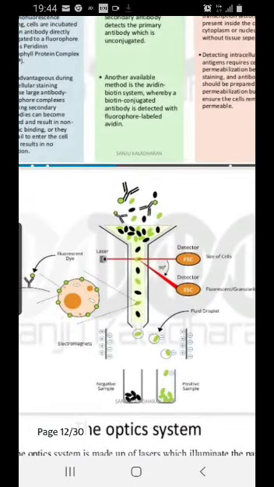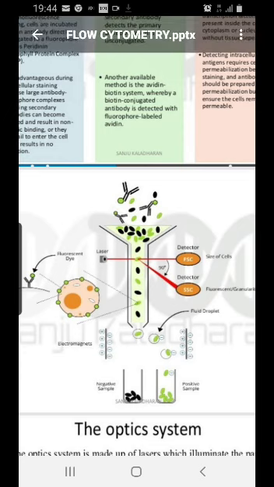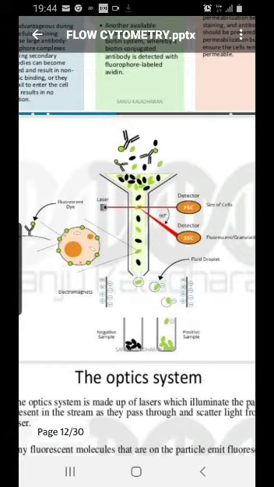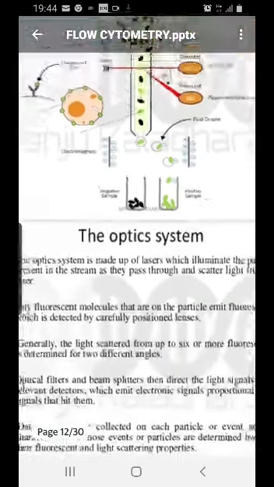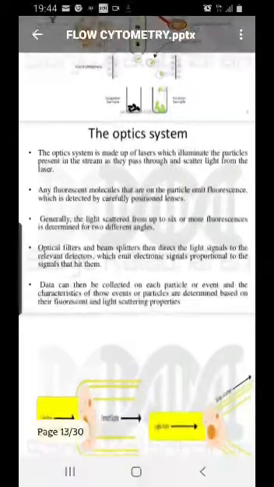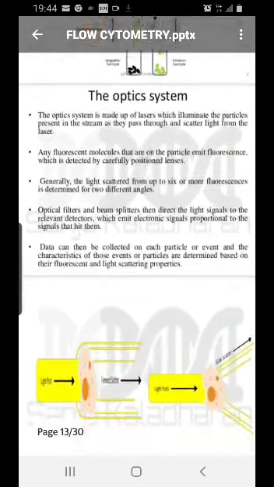Now look at the picture. We have these antibodies on the particles, and these are passing through the nozzle, and then the laser is thrown on those particles, which shows a forward scatter. FSC means forward scatter, and SSC means side scatter. Then we have the fluid droplets, and then we can see the positive sample and the negative sample. Now the optical system is made up of lasers, which throw light on these particles, so any fluorescent molecule will emit light based on this optical system.